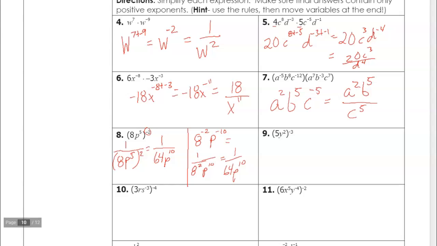I would do the same thing here. I would just take this and put it over 1.5y squared, and then I will cube it. 5 cubed is 125. So I have 1 over 125, and 2 times 3, y to the 6.